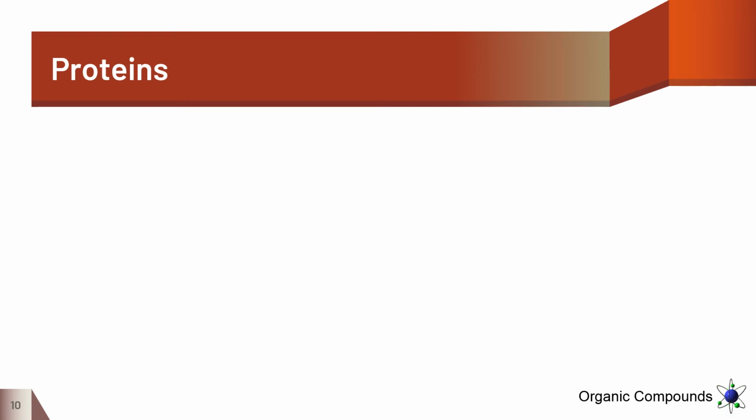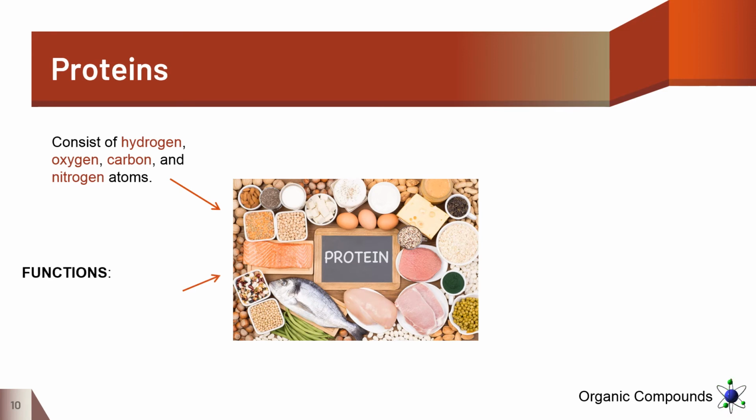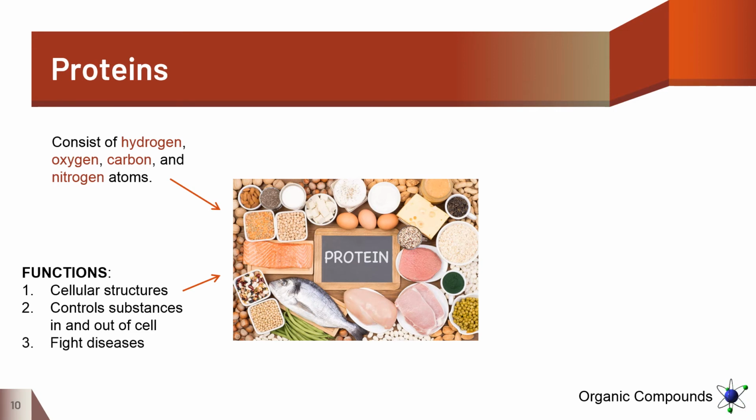Let us proceed to the next type of organic compound, which is proteins. Protein consists of hydrogen, oxygen, carbon, and nitrogen atoms. What are the functions of protein in our body? First, it is for cellular structure. It controls substances in and out of the cell. And of course, it fights diseases. Proteins consist of chains of amino acids called peptides.